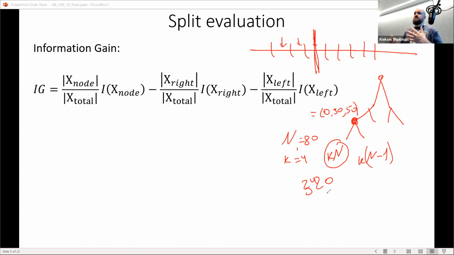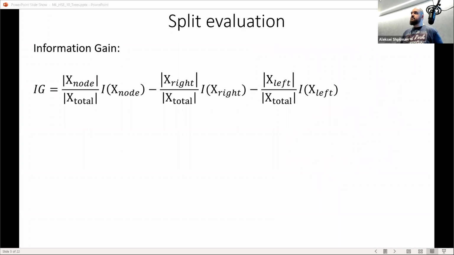And what do I mean when I say the best outcome? I mean best information gain. Information gain is a general term for a tree separation metric.